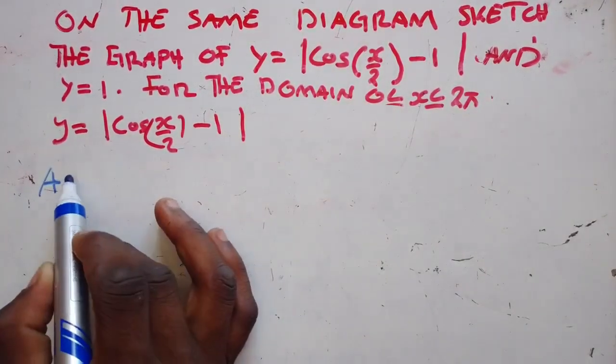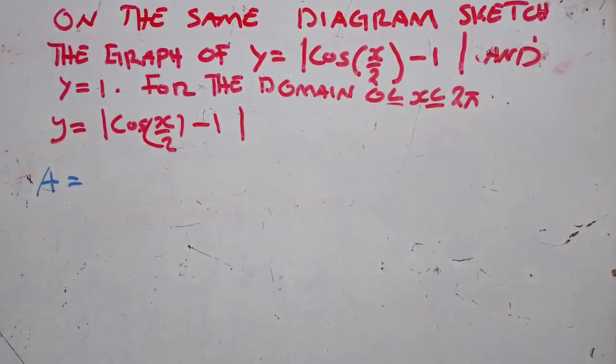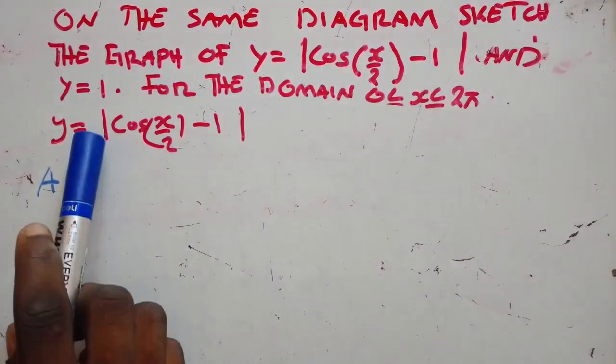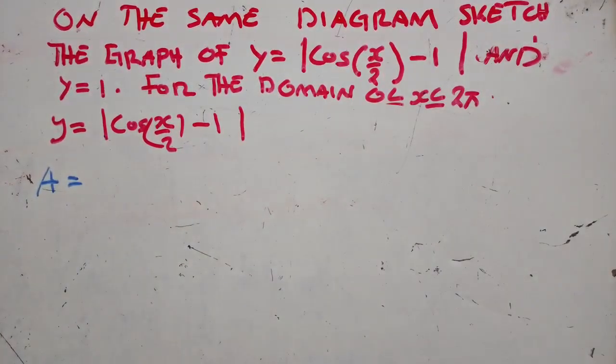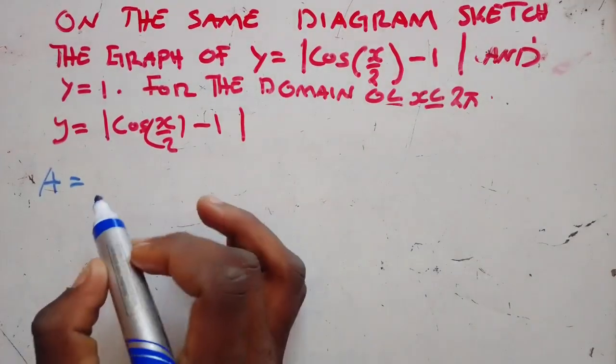your amplitude. Amplitude is represented by letter A. I believe we know this because we have been doing these things together. For you to find the amplitude, you need to get the coefficient of the trig ratio. Here there is no number, so this means that there is 1. So our amplitude hence will be 1.